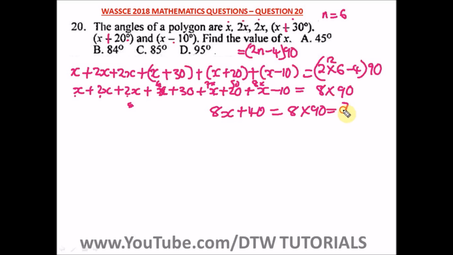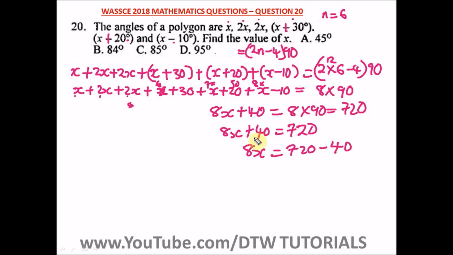And what's 8 times 90? This is 720. So we have here 8x plus 40 equal to 720. All right, take 40 to this side. We have 8x is equal to 720 minus 40. And what is 720 minus 40? That will give us 680. We have 8x here. Divide both sides by 8. Cancel, we're left with x. When you divide both sides, 680 divided by 8 will give us 85. So x is 85 degrees. All right, and our right option here is option C.